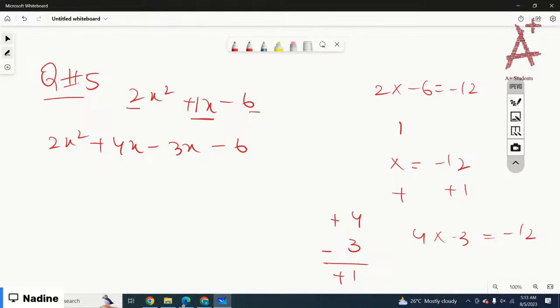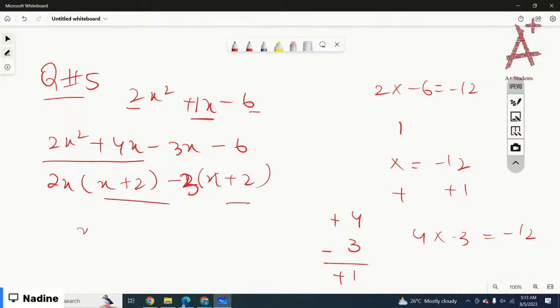So from here you can take 2x common, you are left with x plus 2. From here you can take minus 3 common, you are left with x plus 2, right? So x plus 2 is a common factor, and the other one is 2x minus 3. So that means the factors are x plus 2 and 2x minus 3, right?